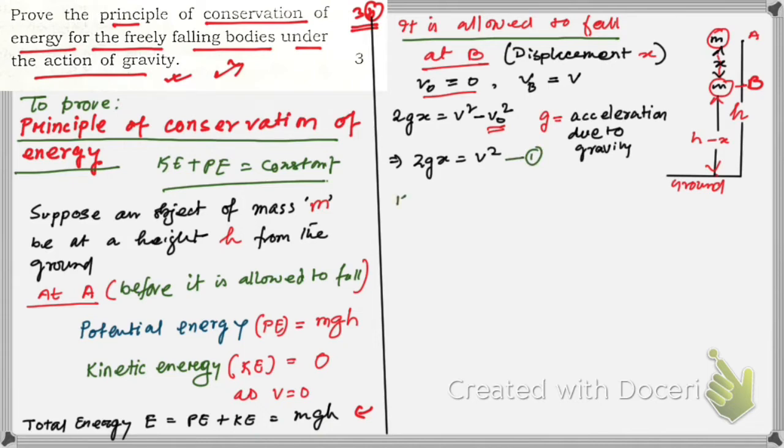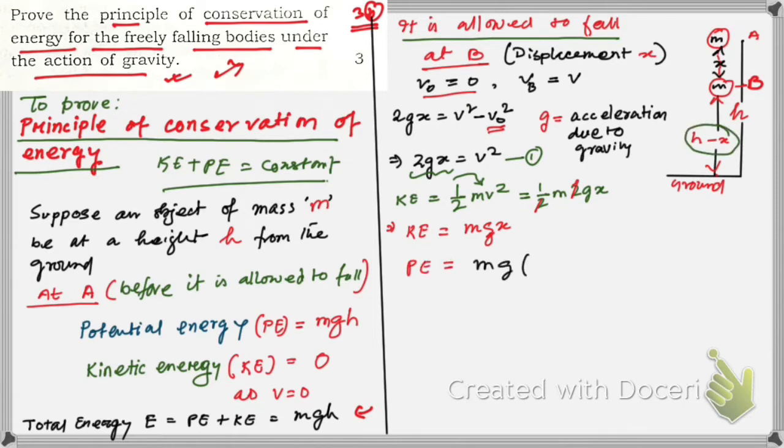Now if you calculate the kinetic energy, that's half m v square. If you put the value of v square here, the 2 cancels, so kinetic energy is mgx. Now let's calculate the potential energy. It is at a height h minus x, so potential energy is mg times h minus x, right?